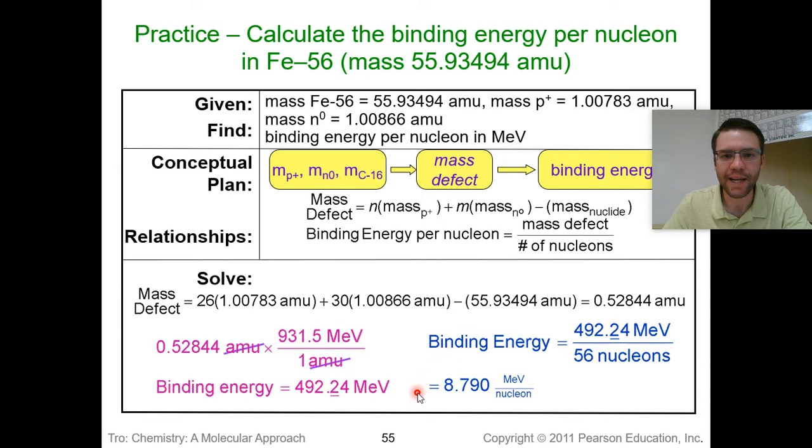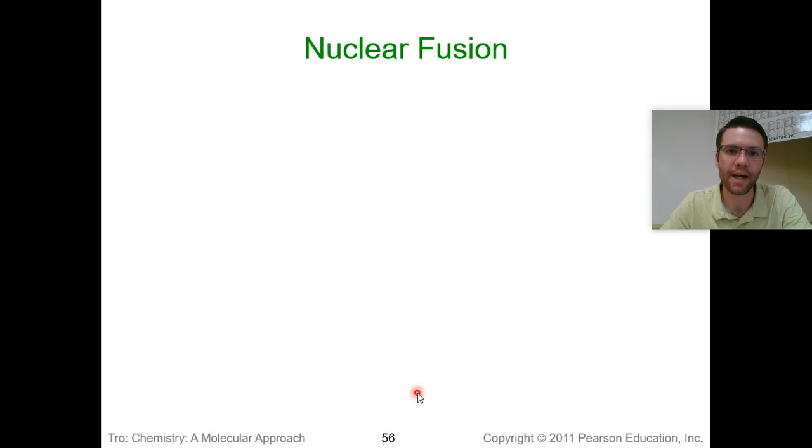Iron has the greatest binding energy holding those protons and neutrons in the nucleus of any other element on the periodic table. And that's what makes it most stable. It's not going to leave that for them.